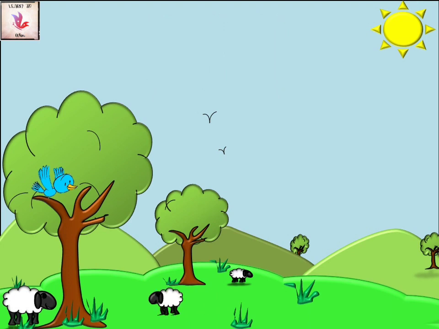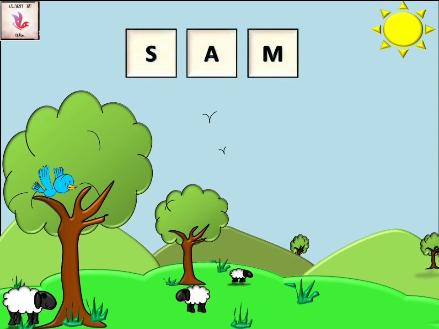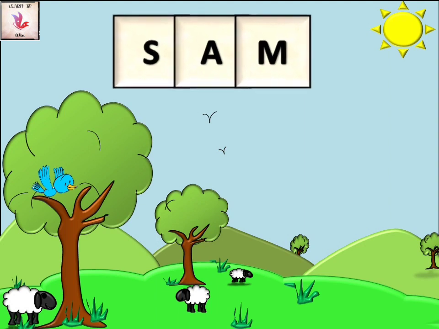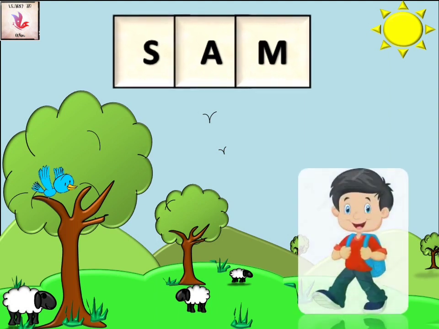Now we are going to use M with three-letter words. Are you ready? Our first word is Sam. S-A-M. S-A-M. Sam.